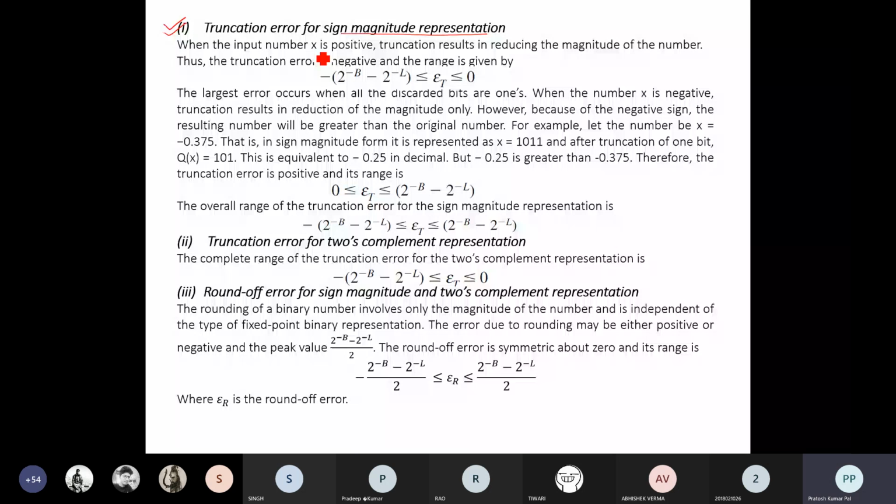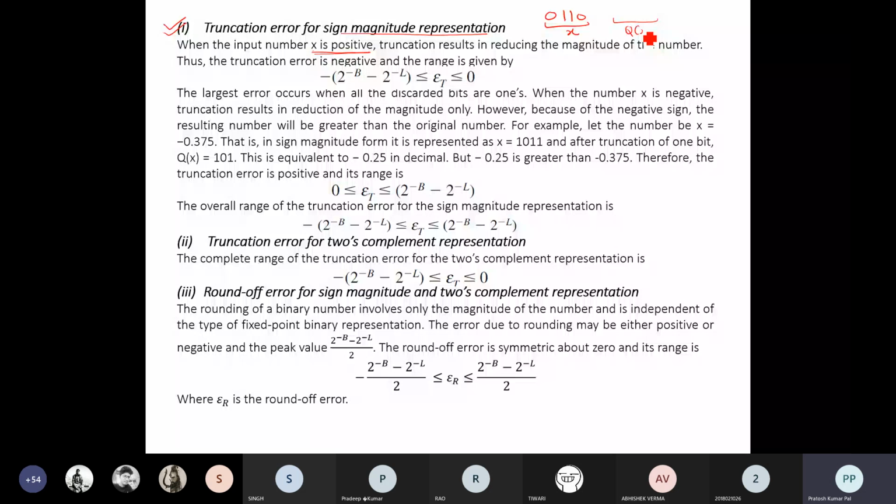Okay, so if input x is positive, suppose any positive number we are considering, say 6. We represent 6 in 4 bits as 0 1 1 0. So this is your x value, and after truncation, what will be the value? After truncation, the value of Q(x) will be 0 1 1, because the least significant bit will be removed. So this will be the value.